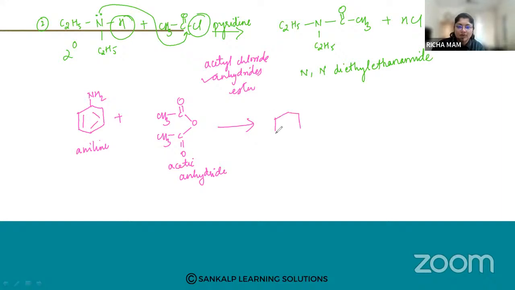This is your benzene ring. Now your two hydrogens are there, right? One of the hydrogens will be replaced by one acetyl group. So this group will be replaced. Now here what I am going to get is NH, then C double bond O, CH3, plus CH3, C double bond O, OH. Is it clear?